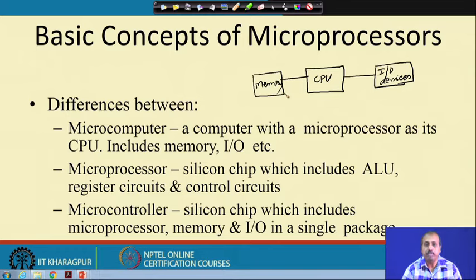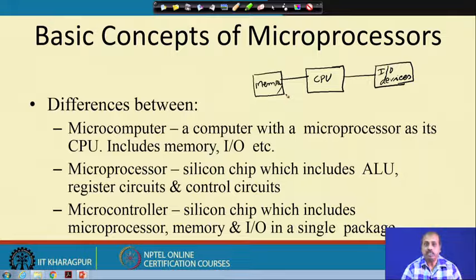The CPU accepts the instructions from memory and produces output, maybe to some part of memory or to the input output devices. Now, when we are talking about a microcomputer, a computer that has a microprocessor as its CPU, apart from the microprocessor it will also have memory, input output modules, etc. So, what is a microprocessor then?